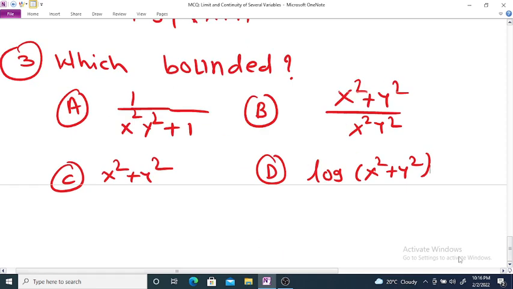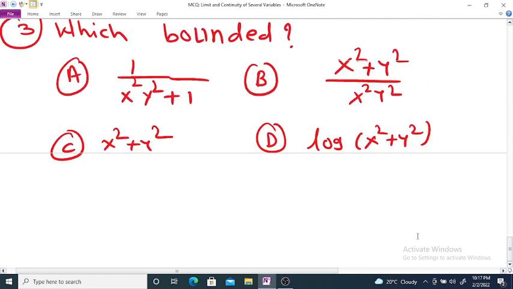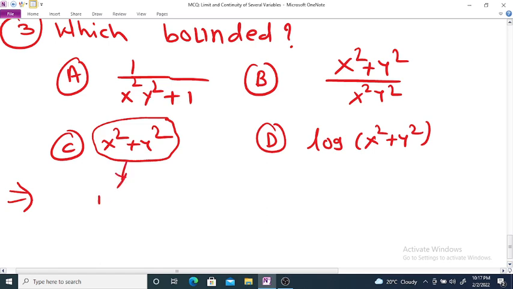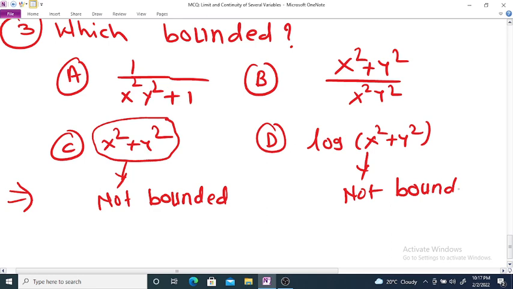So now we want to determine which function is bounded. Again, when we say bounded function, it has an upper bound and a lower bound. This function is not bounded, because if you take x and y, it is increasing. Similarly, this function is also not bounded. You cannot find a positive upper and lower bound for this function, so it is not bounded.